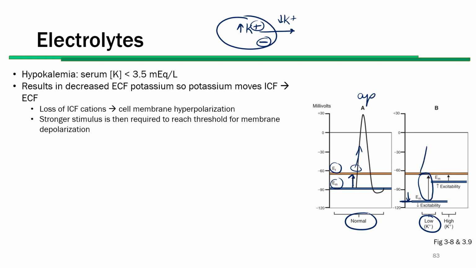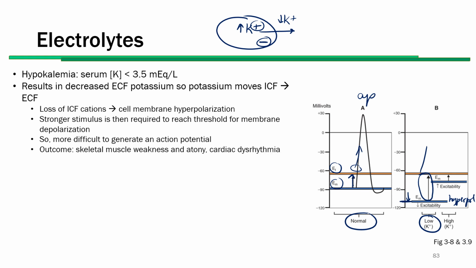So we're hyperpolarizing, making our cell membrane more polar. To get that cell to depolarization is going to take more of a stimulus. So it's more difficult to generate an action potential with hypokalemia. The outcome is the skeletal muscles are going to get weaker. We're going to have atony. We can get to cardiac dysrhythmia.